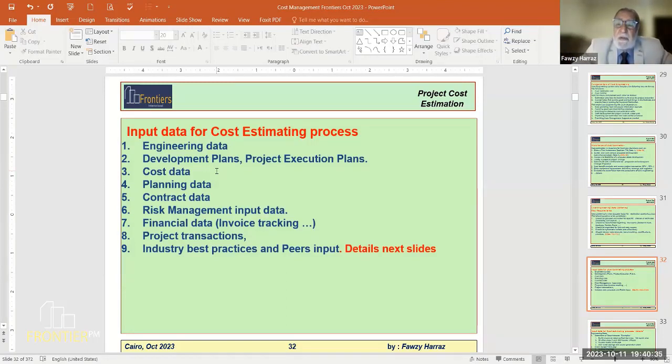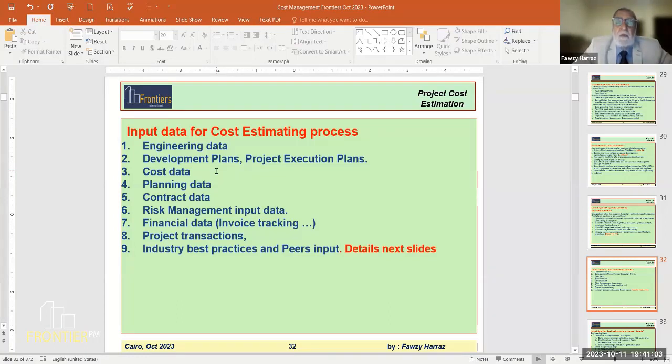So the scheduled performance of the project actually governs the net benefit or the net profit of the company. That's what we mean by the financial data. The project transactions, project activities, variations or changes, or industry best practices and peer input.